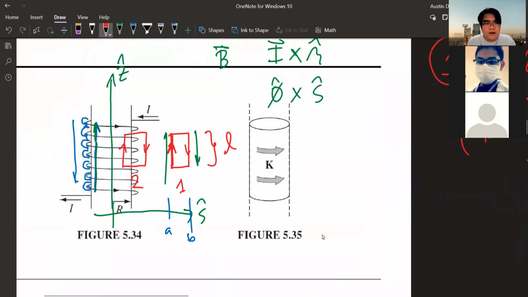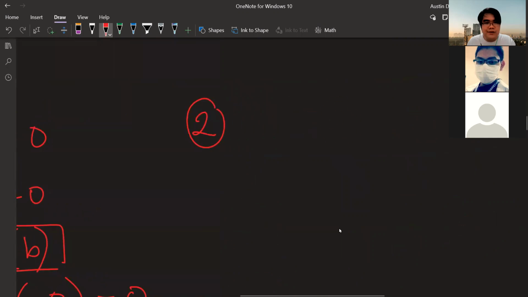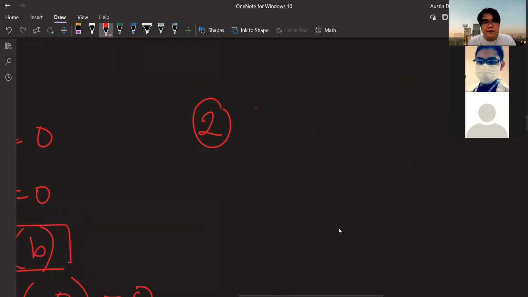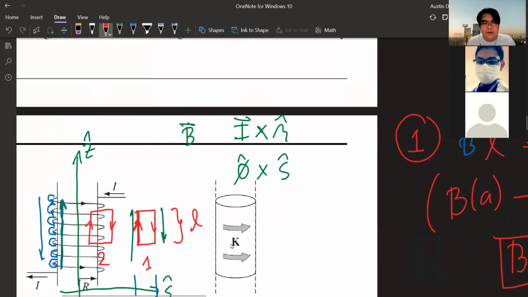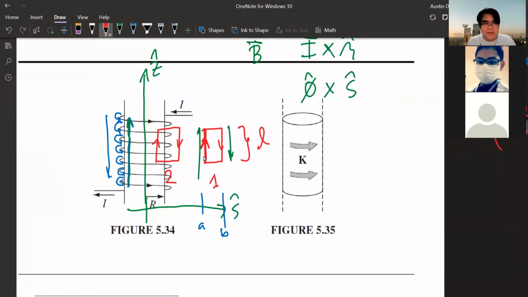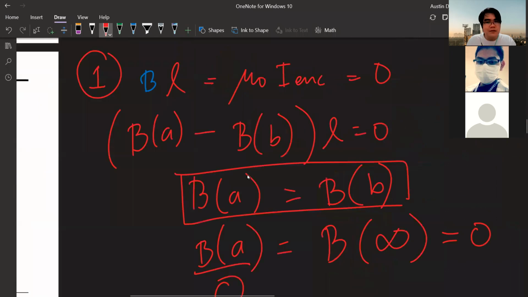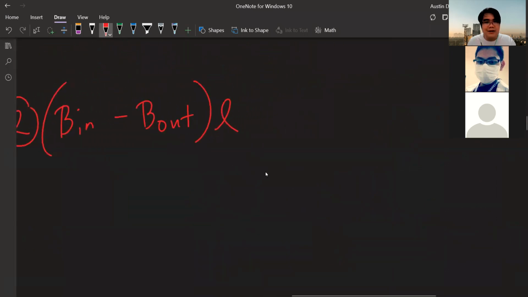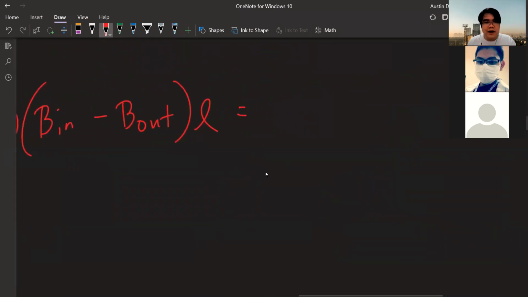Okay. So again, we have two fields. So B in minus B out. Tama? Times yung length ko. Okay, sabihin natin L pa rin siya. Hopeful naman tayo na magka-cancel din. Okay? And then mu naught I enclosed. Now, what is I enclosed?